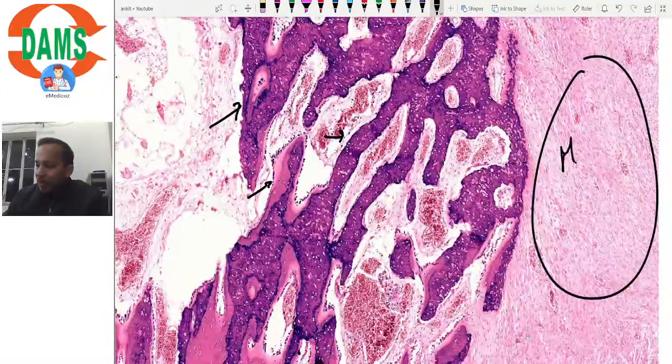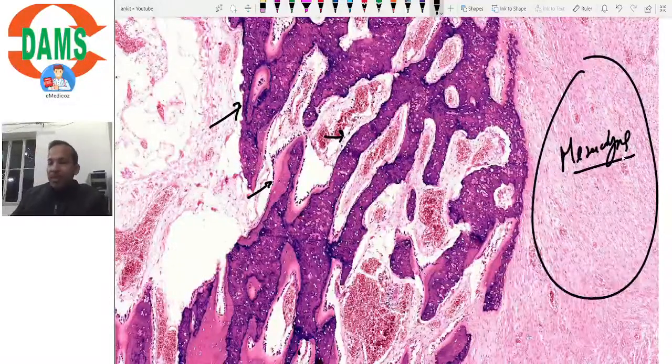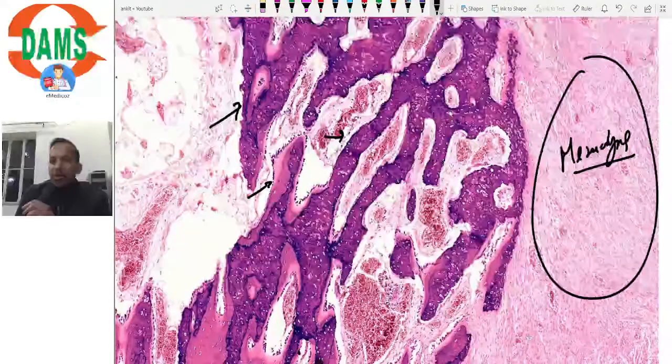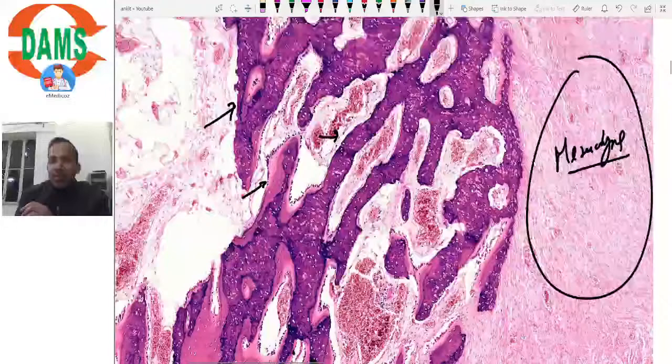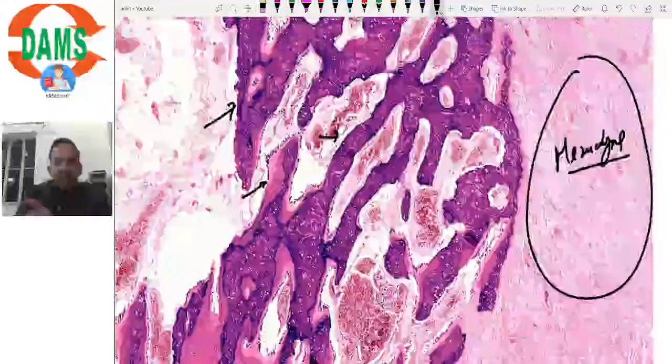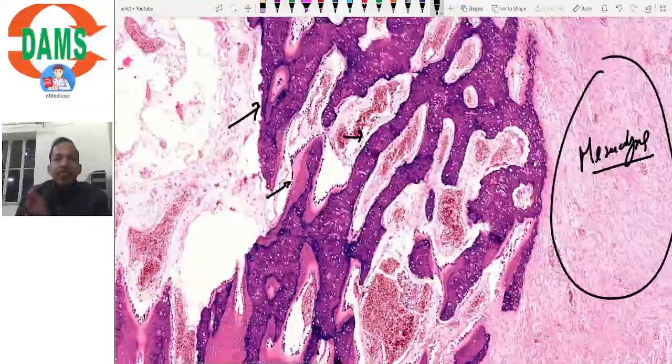So this is the mesenchyme. As you can see, there are just cells, isn't it? There are just cells. So these are the connective tissue cells, and hence this is the mesenchyme.